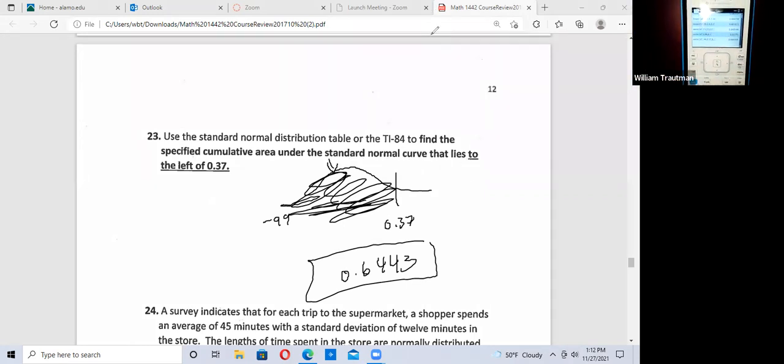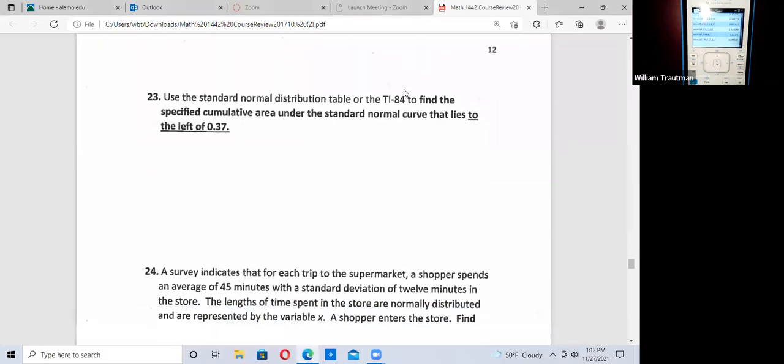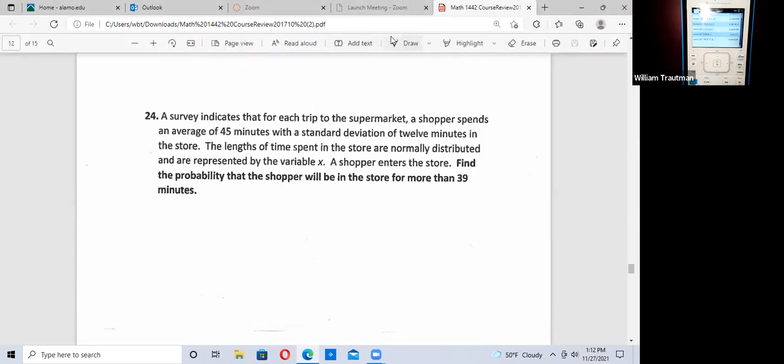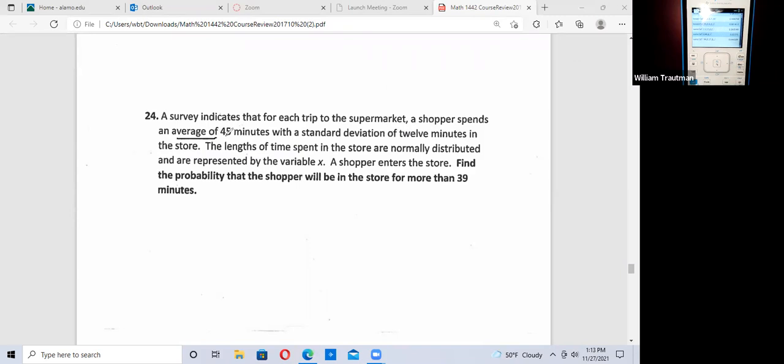All right, question 24. A survey indicated that on the trip, the average is 45 minutes, with a standard deviation of 12 minutes, normally distributed. A shopper enters the store. Find the probability the shopper will be in the store more than 39 minutes. So let's draw a normal curve, a little bit better than that.